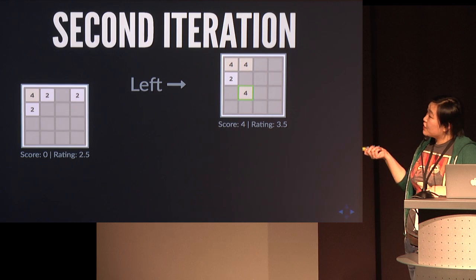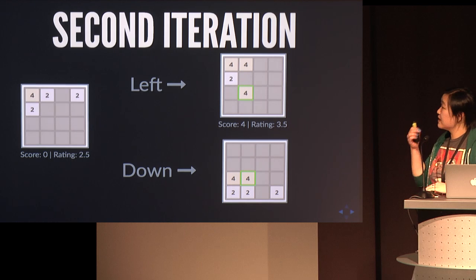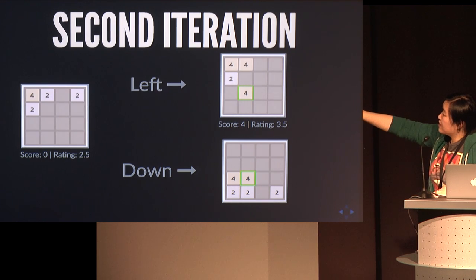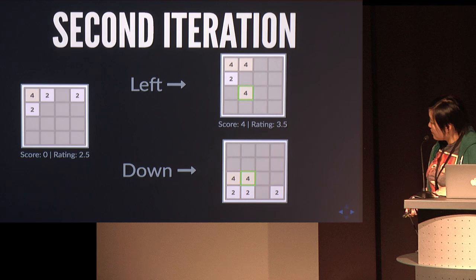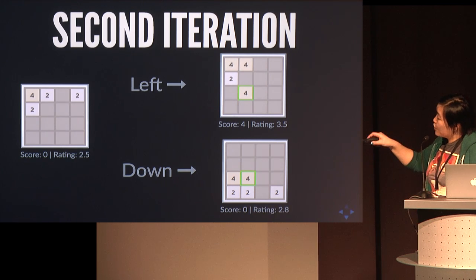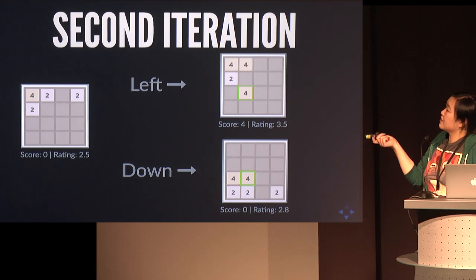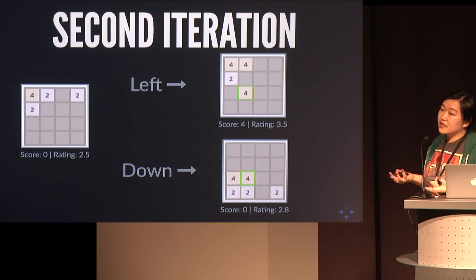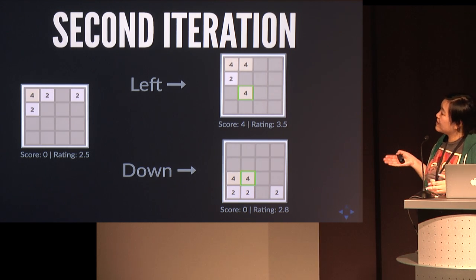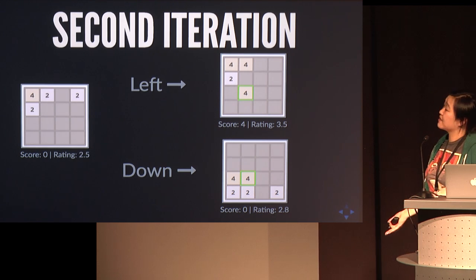Now, if you, for example, instead move down, what you have now is that the 2s were not merged. They're the 2s in the bottom row, and the 4 is new, of course. And now this time we have a score of 0, and the rating is 2.8. So the rating has changed, the score hasn't changed. So my idea was, well, it's a little bit different, and maybe that might be better for some reasons. I wasn't entirely sure, I just wanted to try something else.